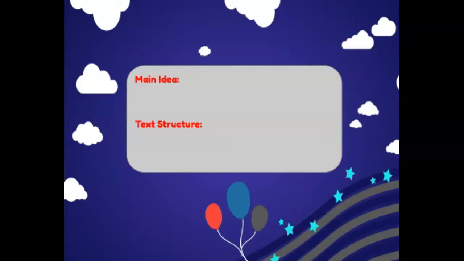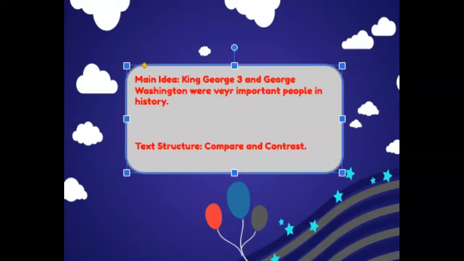Now let's think what the main idea was, that King George III and George Washington were very important people in history, and the text structure is compare and contrast.